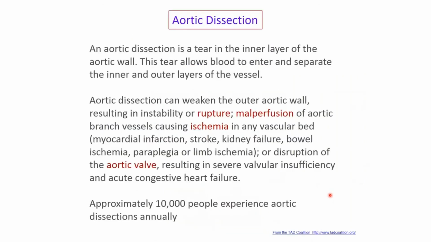Aortic dissection is a tear in the inner layer of the aortic wall, allowing blood to enter and separate the inner and outer layers of the aortic wall. This process can weaken the aorta, leading to instability and risk of rupture, can cause malperfusion of branch vessels, leading to ischemia in any vascular bed, or can disrupt the aortic valve, resulting in severe aortic regurgitation and heart failure. Aortic dissection is not common, affecting about 10,000 people in the United States each year.